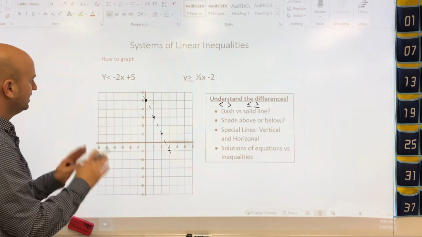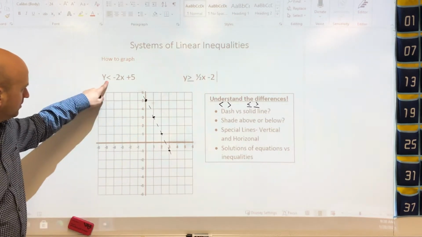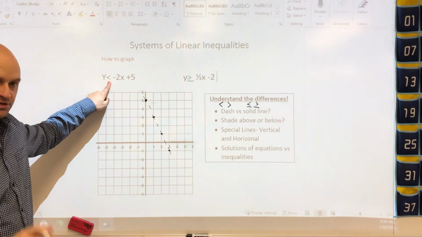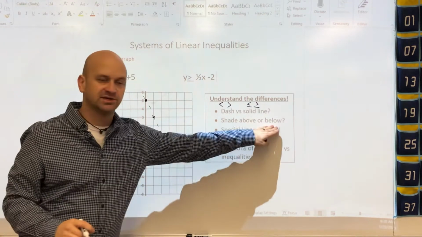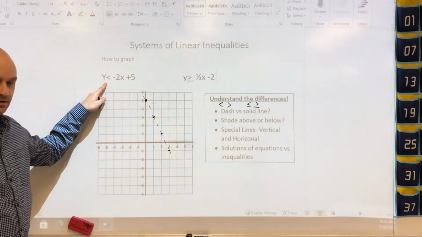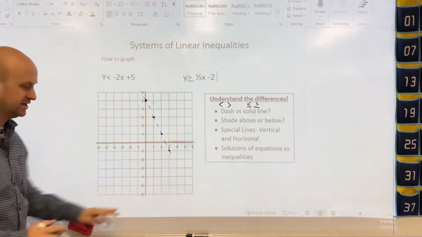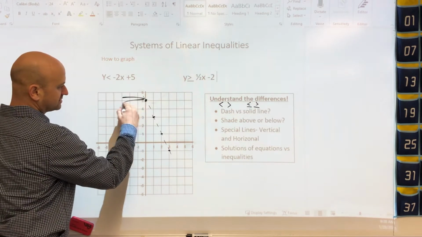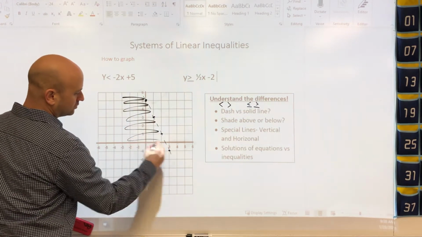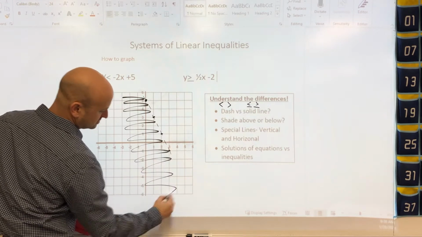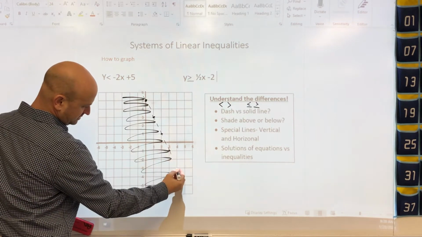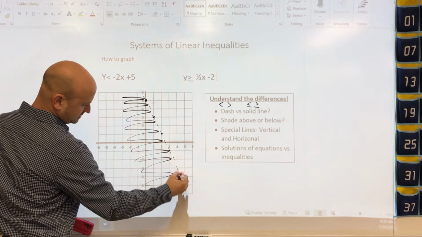Okay, so now that's our inequality. We'll talk about the shading next. Do we shade above or below? Since it's less than, we're going to shade below the line. So all of this area here would be shaded, and then this would continue down like so.